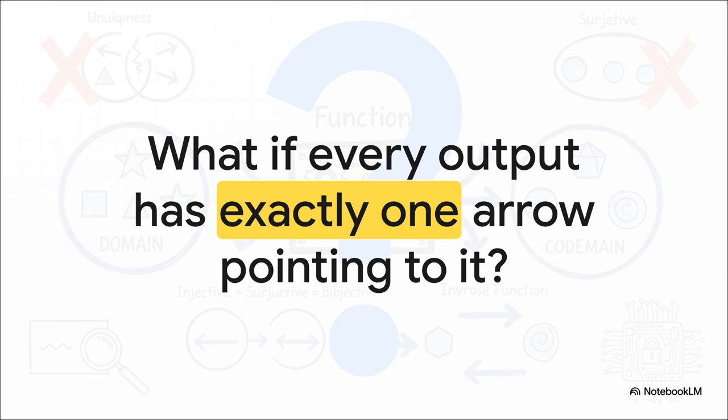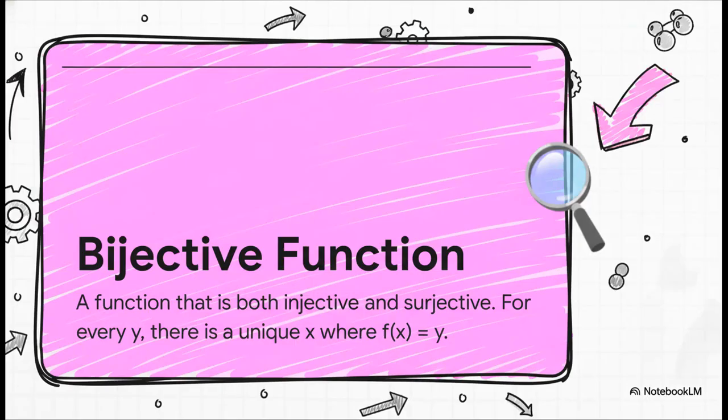Let's really think about what this means for a second. Injective means every output has at most one arrow pointing to it. Surjective means every output has at least one arrow. So when you put them together, what do you get? You get a perfect pairing. Every single output has exactly one arrow pointing to it. And this is the formal definition of a bijective function.